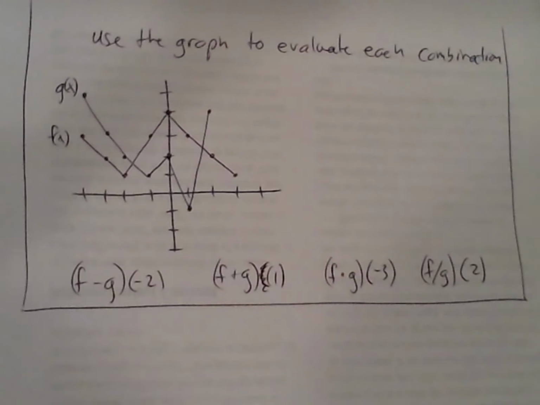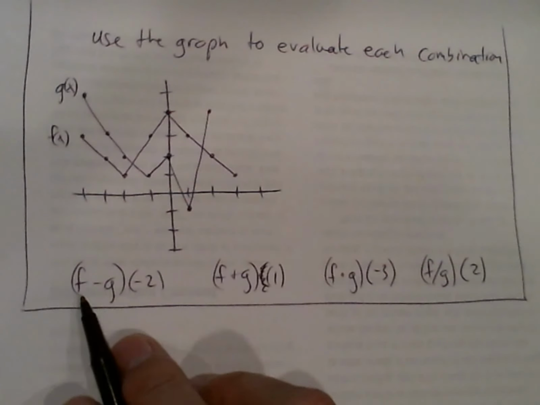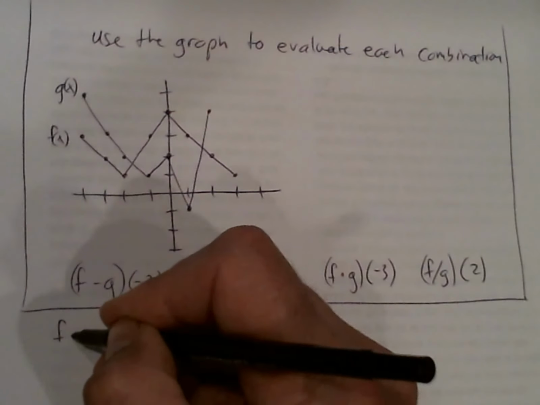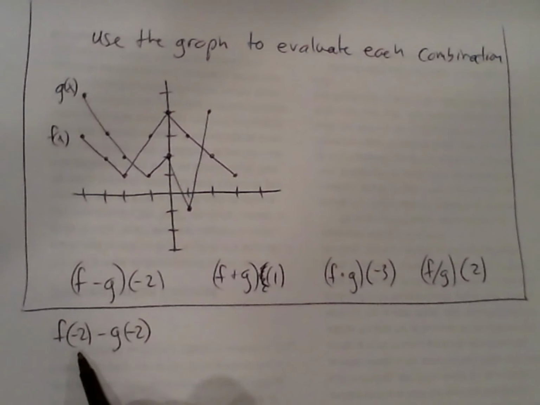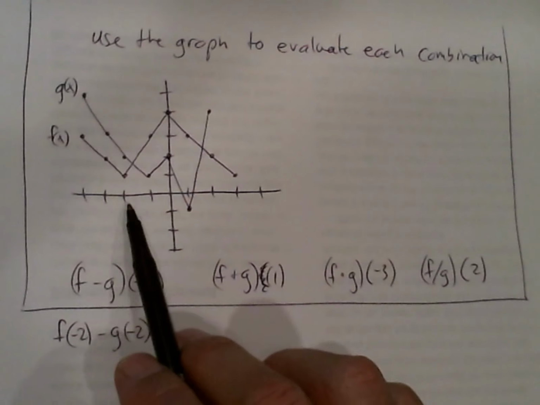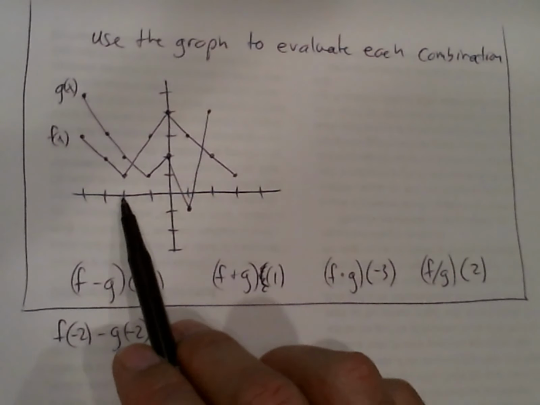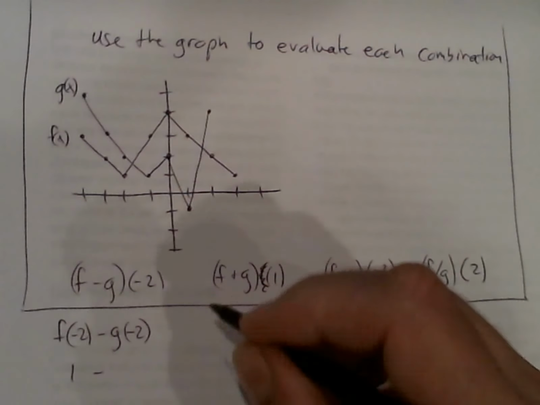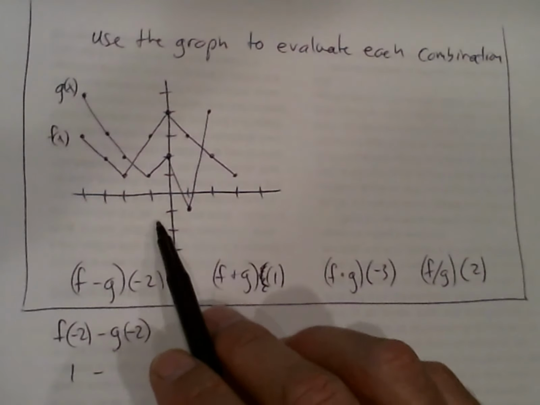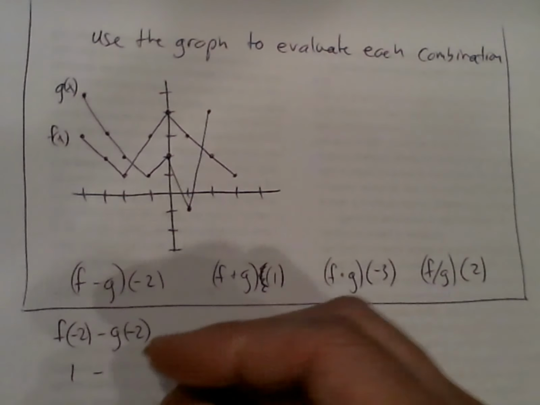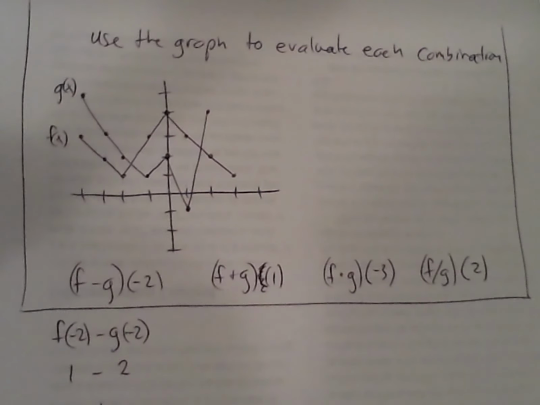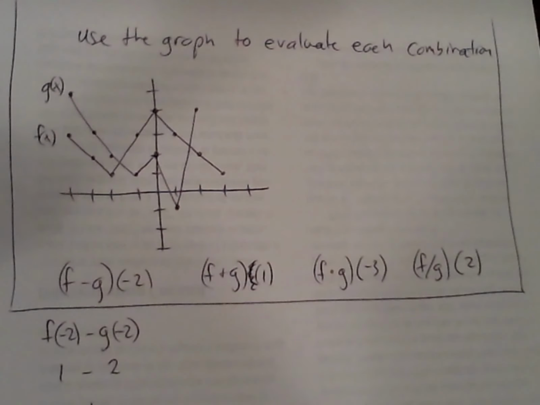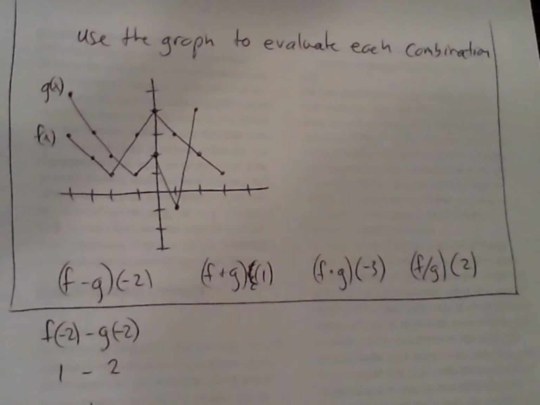Okay, so this says f of negative 2 minus g of negative 2. So let's look on the graph f of negative 2. Here's negative 2, and f is 1. G of negative 2, and that is 2. Okay. All we have to do is find the values from the graph. So you pause it, try the next 3, and then restart.